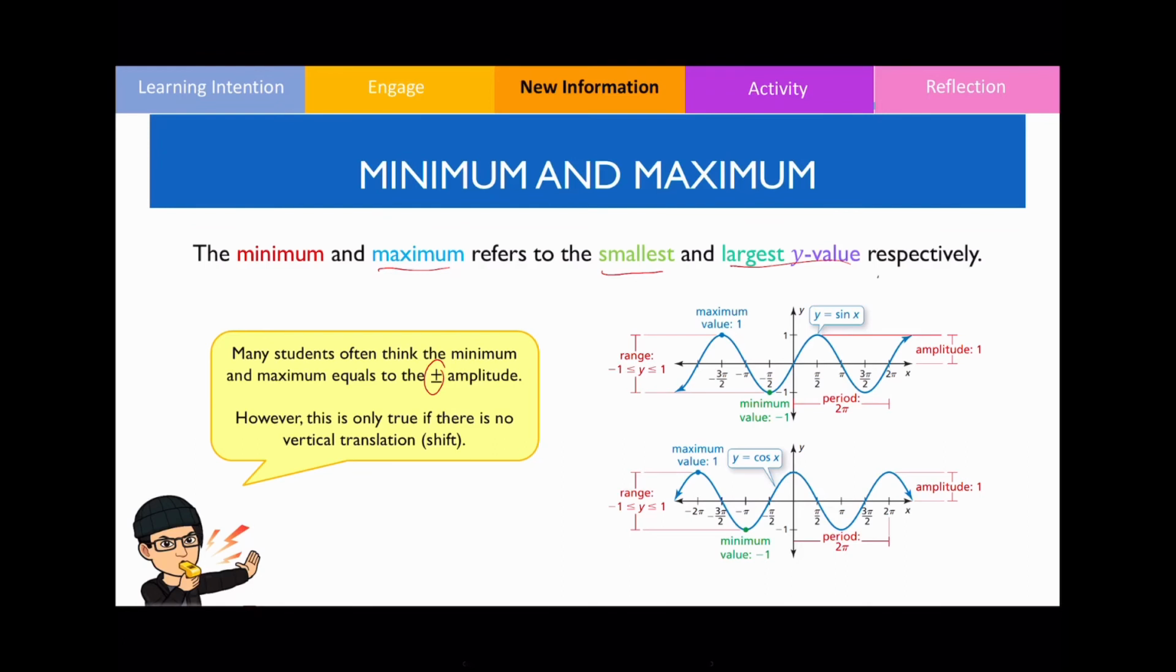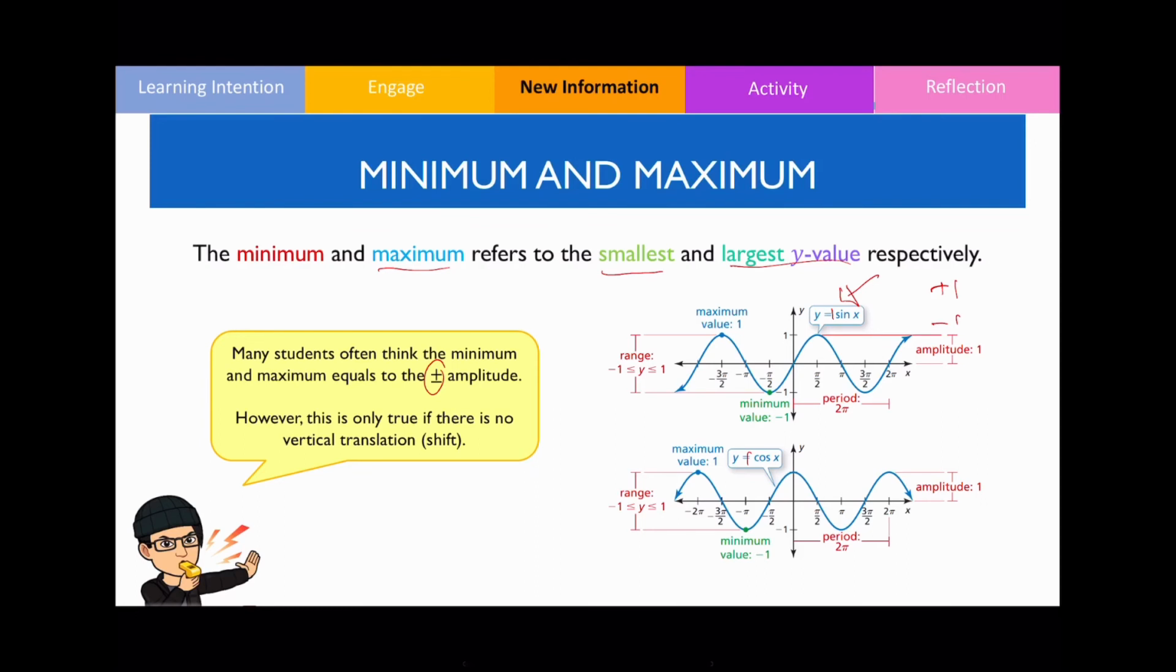So in this case over here, notice that you've got a value of 1 in front of sine x as well as cos x. Students often think that your minimum maximum is going to be +1 and -1, which is, you know, fair, and that is the correct answer for this particular example over here. But that will only be true if there is no vertical translation, okay?